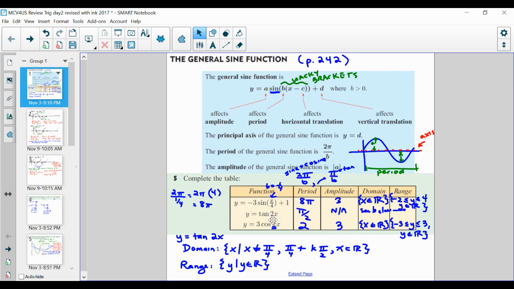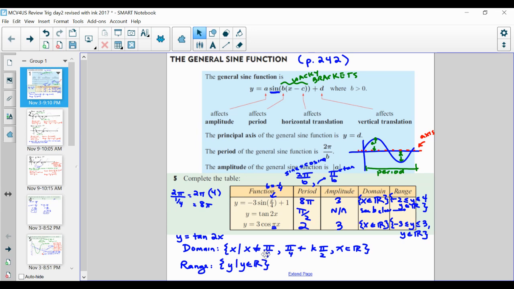The period is pi over 2 because we have a b value of 2. So if I did 2 pi, and the period for tan is only pi over b because it only takes pi radians to do one full cycle. So if I do pi divided by 2, I get pi over 2.